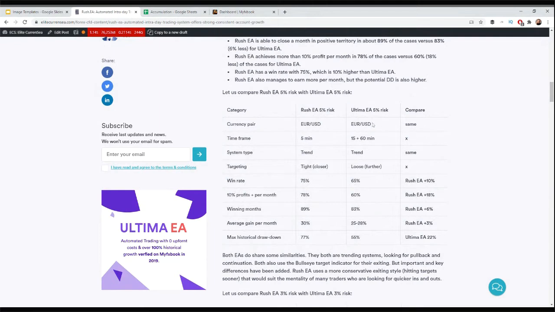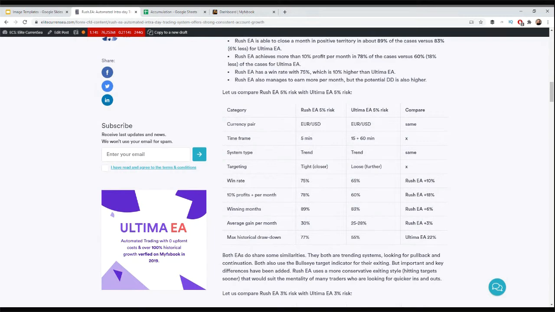So basically, how does 5% risk, which is for, of course, both systems, the max risk, right? So we're comparing max risk to max risk at this moment. So both are traded on the euro dollar. The Rush is on the 5-minute chart, and Ultima primarily on a 50-minute chart, actually, not the 60-minute. That's a mistake there. Both are with the trend, but there's a big difference in targeting. Rush EA aims for tighter and closer targets, and Ultima EA typically, on average, aims for looser targeting.